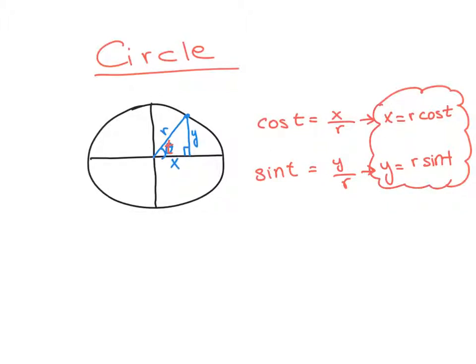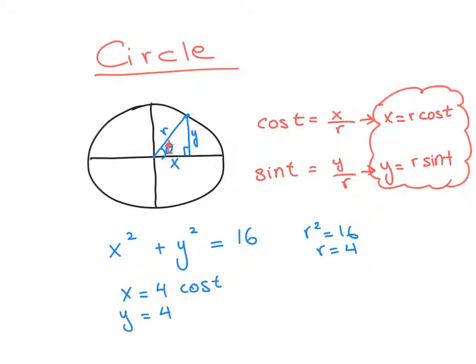Okay? So let's say I'm given this equation. X squared plus y squared is equal to 16. Now, as you can see, there's no shift. The center is still at 0, 0. So I can simply say that x is equal to r, which is in this case 4, cosine t, and y is 4 sine t. So you don't have to go over this every single time. Once you understand it, you can apply it right away.